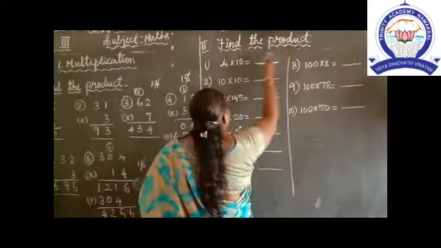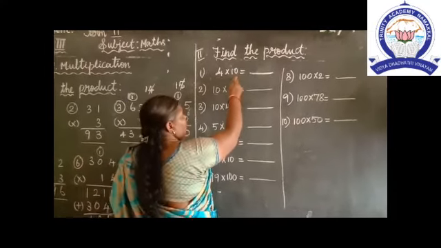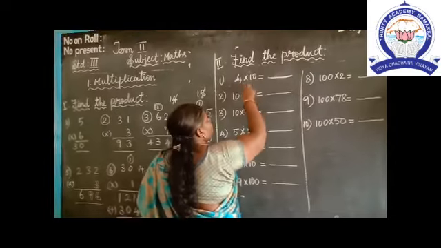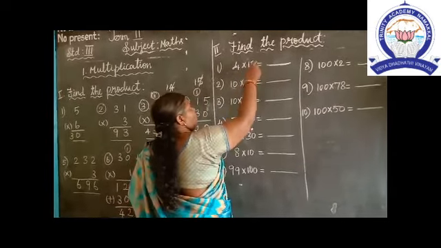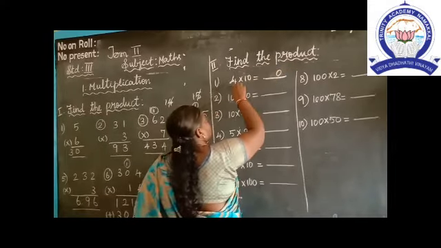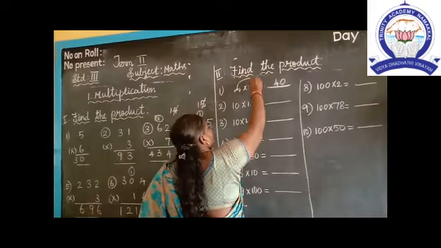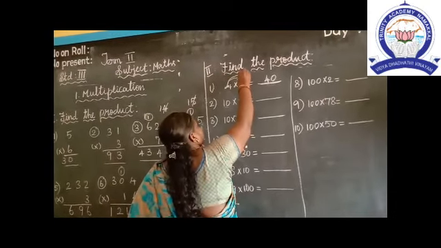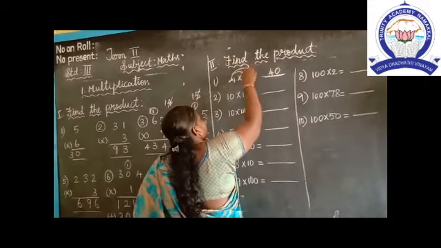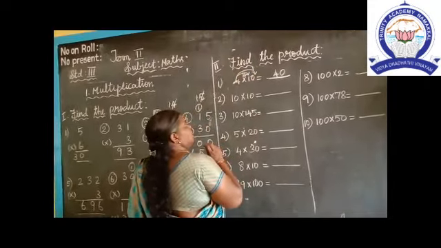Find the product. 4 into 10. 4 tens are 40. You multiply it in the one's place. 4 0 is 0. 4 1 is 4. First you multiply in the one's place. Hereafter you multiply in the tens place.